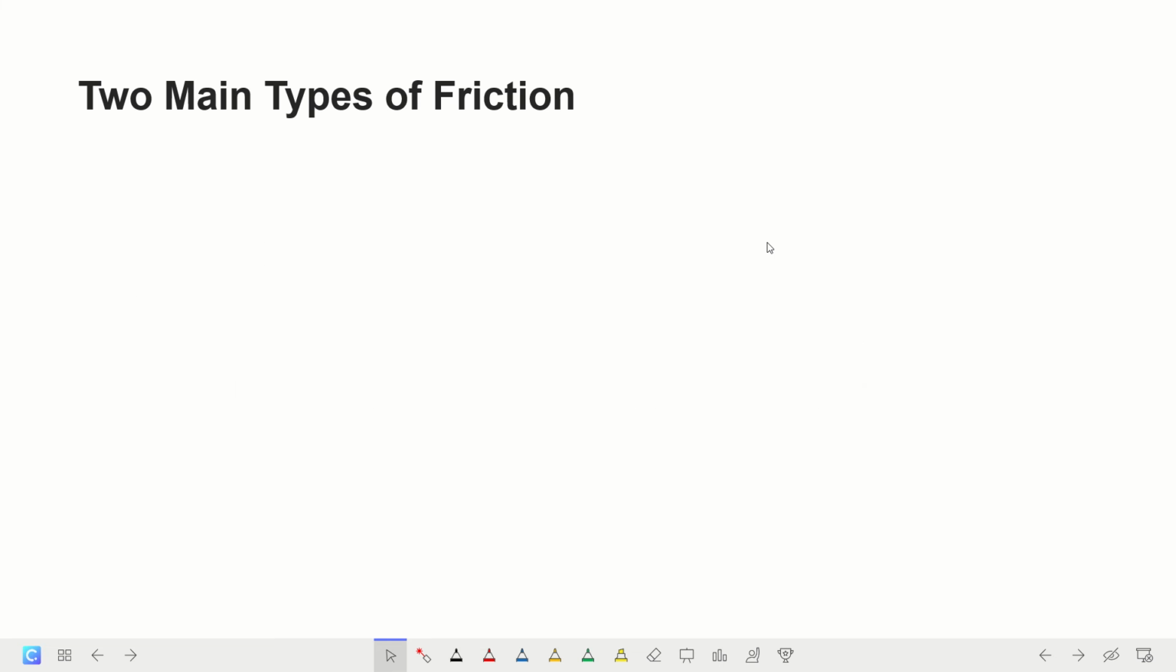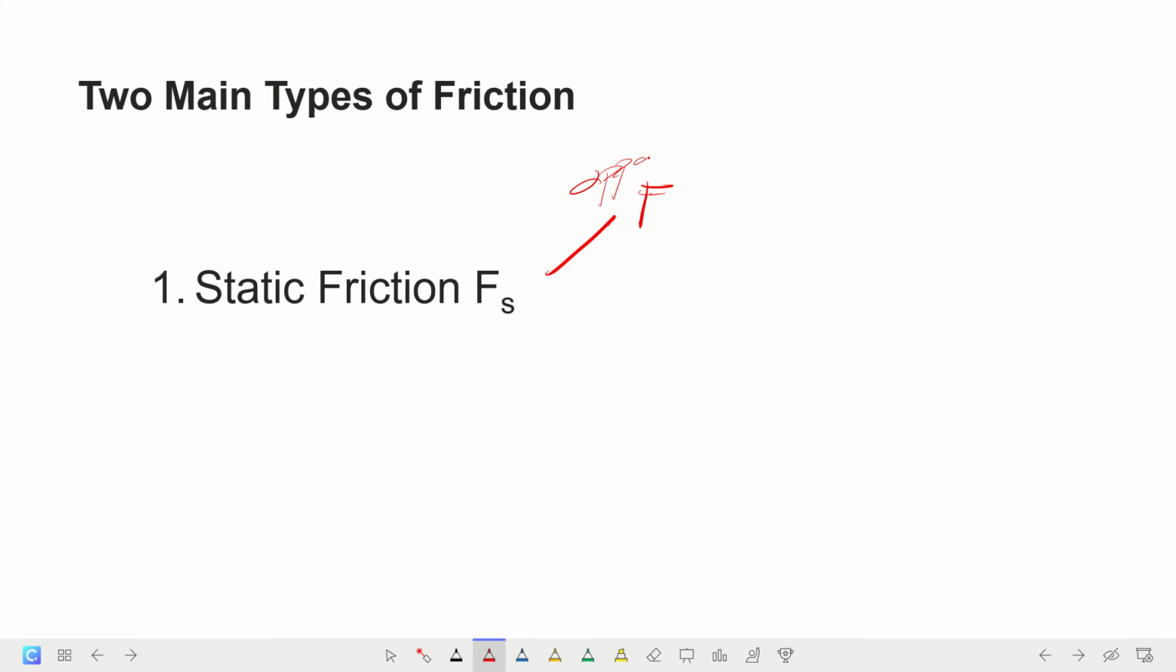So number one, we have the static friction. When we say static friction, it is the opposing force acting on a stationary object.